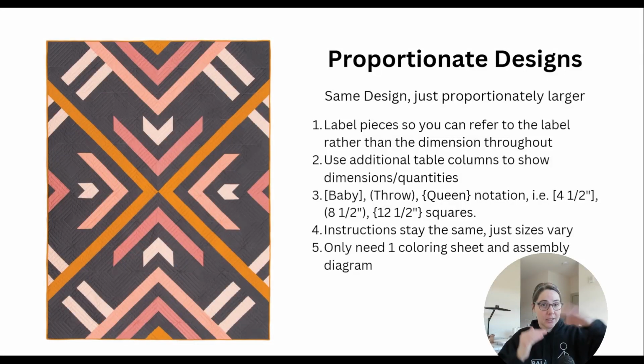If you have a ton of sizes, like 6 or more, it's probably going to be better to put that into a table and just have a very small table that says, if you're making the baby size, here's the unit size. If you're making a queen size, here's the unit size, and so on.